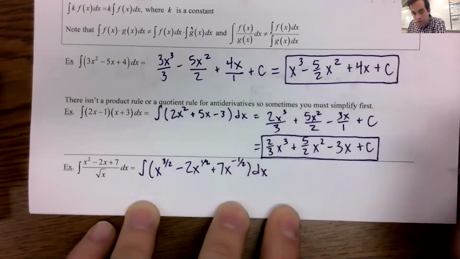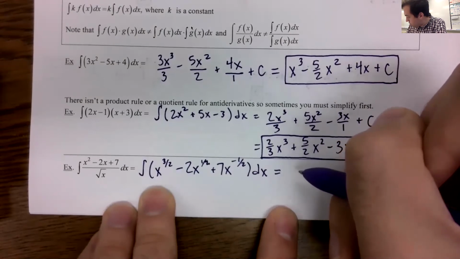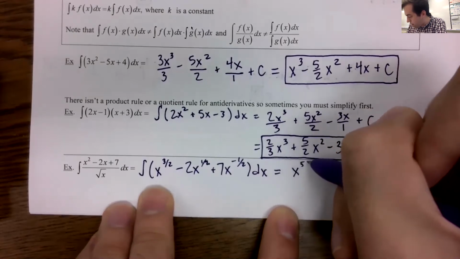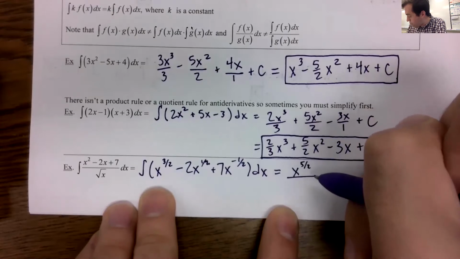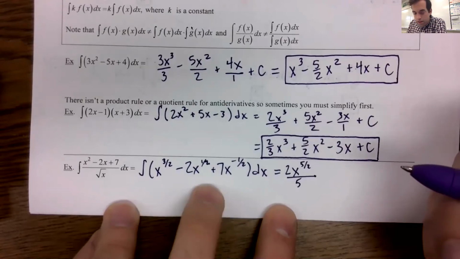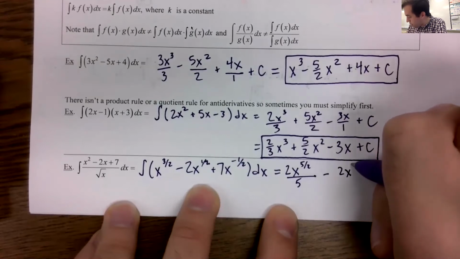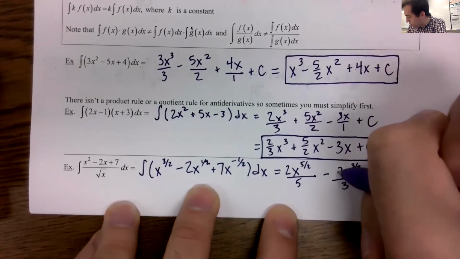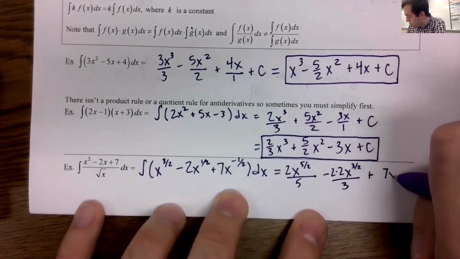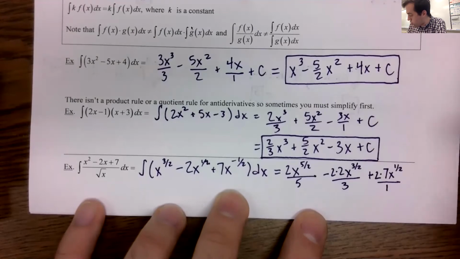And so let's do this integral. So we're going to end up with x to the 5 halves divided by 5 halves. So I'm going to divide by the 5 and multiply by the 2. Then we have minus 2x to the 3 halves divided by 3 multiplied by the 2, plus 7x to the positive 1/2 divided by 1 multiplied by the 2, plus c.